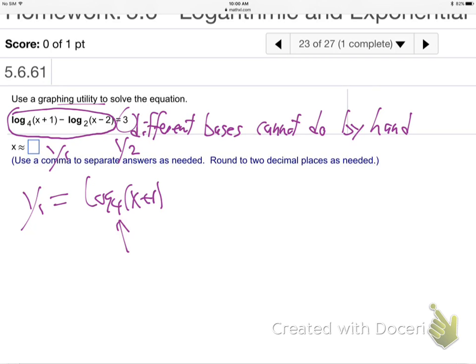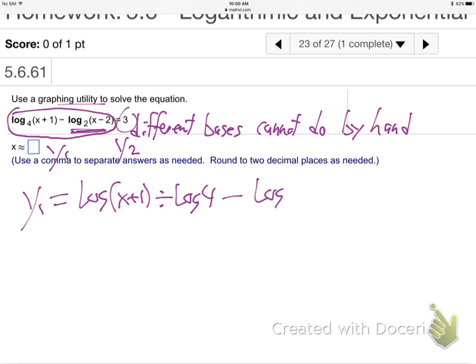Log of x plus 1 over log of 4. Yeah, good. You remember you make it 2 logs? Remember when the base is anything other than 10 or e, you make it 2 logs. So we make it log of x plus 1 divided by log of 4. That's how you do log base 4 of x plus 1. You make it 2 logs, divided. Minus, same thing with this guy. We don't have a log base 2 button either, so you make it log of x minus 2 divided by log of 2.